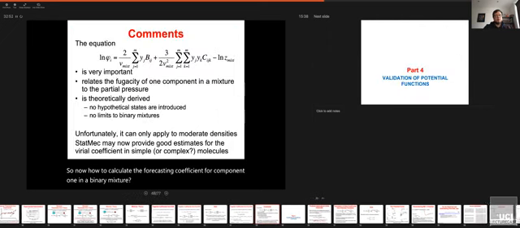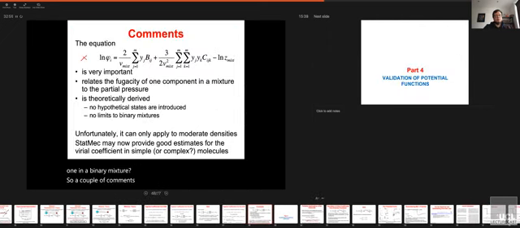So a couple of comments. This is a very important equation because you are now able to calculate this fugacity coefficient in a mixture. It is theoretically derived. We did not make any hypothesis. The only assumption we made was that the interaction between three molecules is the sum of pairwise interactions. It is just an assumption to make our life easy. Statistical mechanics will not need that assumption. Okay? Other than that, there is no limit.